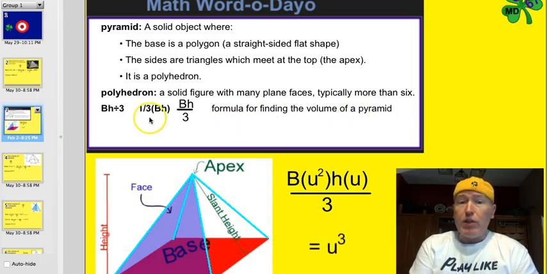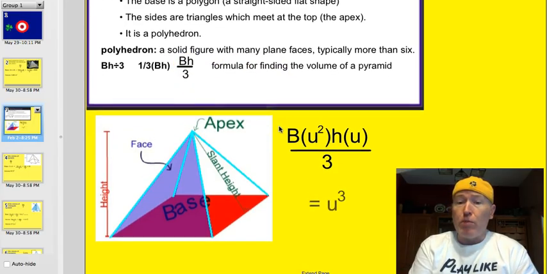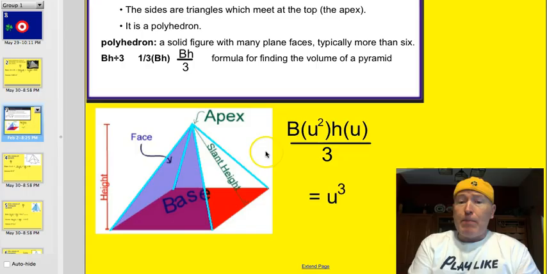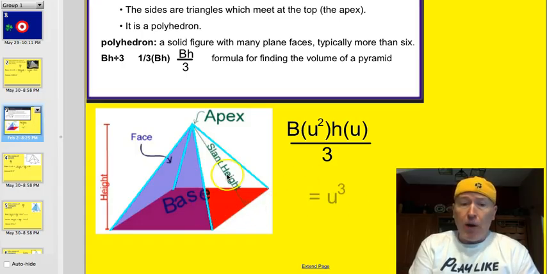And then there are several different ways that you can determine this. Base times height, again, notice the capital B, the base times the height divided by 3, or 1/3 base times height, or the one I use, base times height divided by 3. These are all your different formulas. So when you think about it, you've got the base, which is our unit squared, times the height, which is a linear unit. There's just one, or you can think of it as an exponent of 1, which will give you an answer in units cubed.